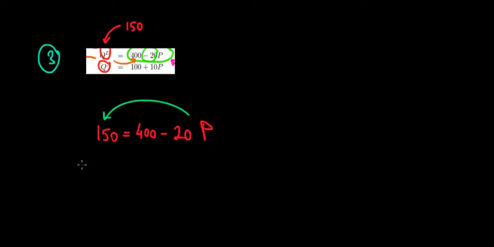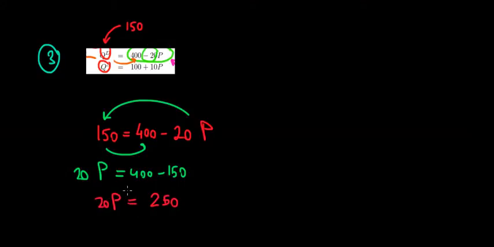Take the price on the other side, becomes 20p equals 400 minus 150. 400 minus 150 is equal to 250, and that's going to be equal to 20 times the price. Let me just divide this real quick. 250 divided by 20, 12.5. So the price in equilibrium at that level is going to be equal to 12.5. That's how much the consumers are going to pay. Okay, that was question 3.